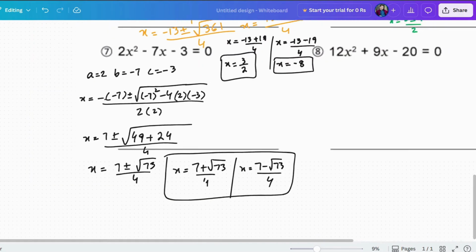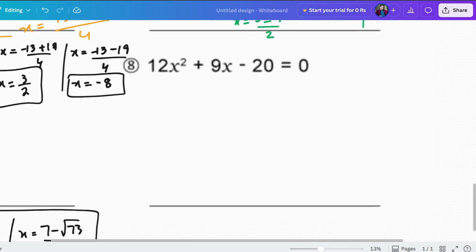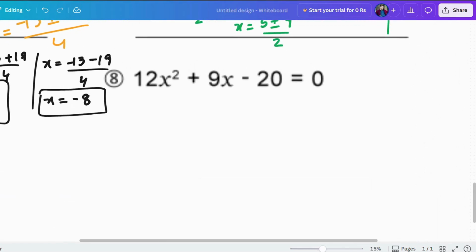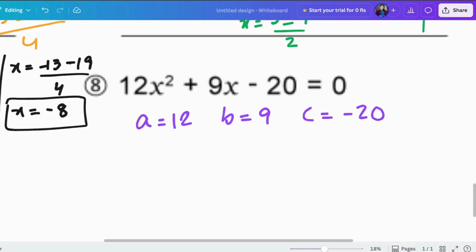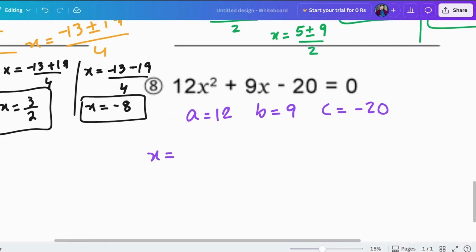So now let's just move towards question number 8 real quick. So this is the last question that we have got, so let's just quickly solve it. For this one, as you can see, a is equivalent to 12, b equals 9, and c equals negative 20. So I'm going to put those values into the quadratic formula.